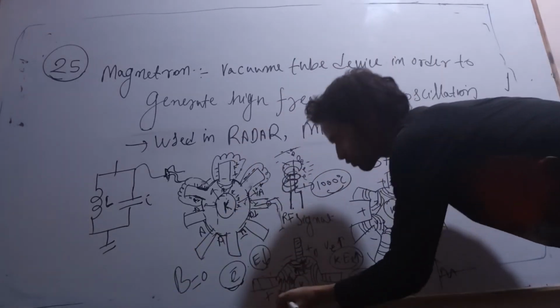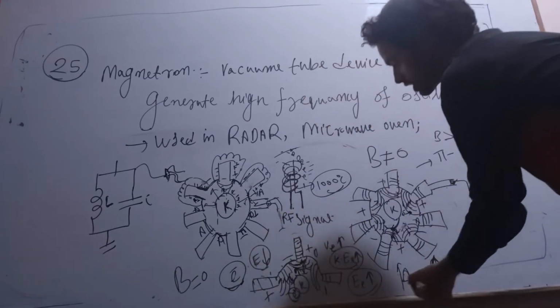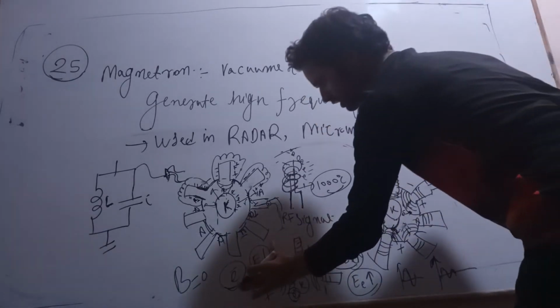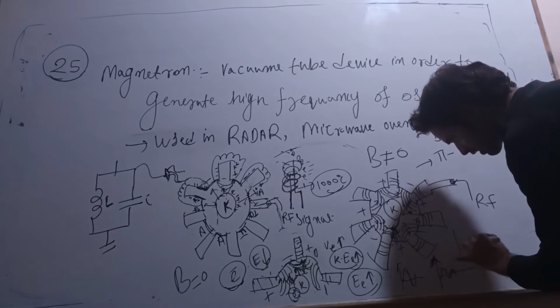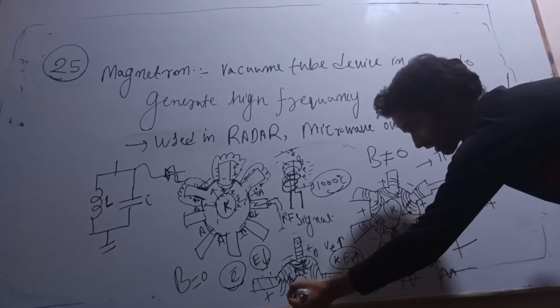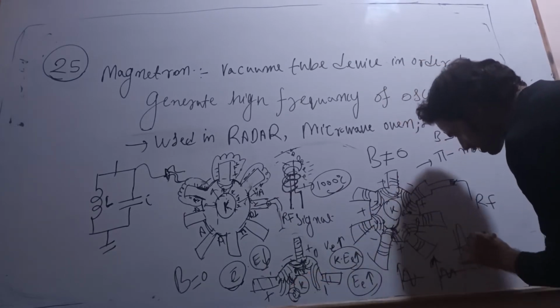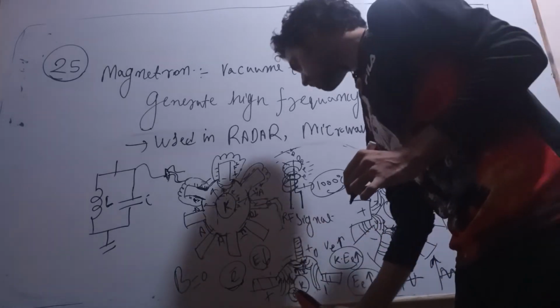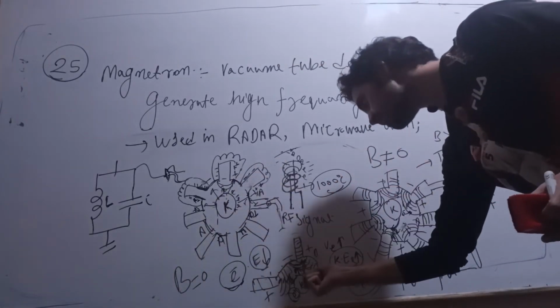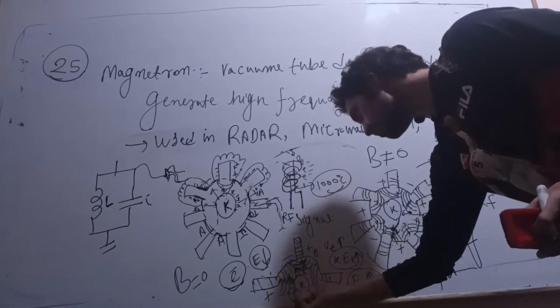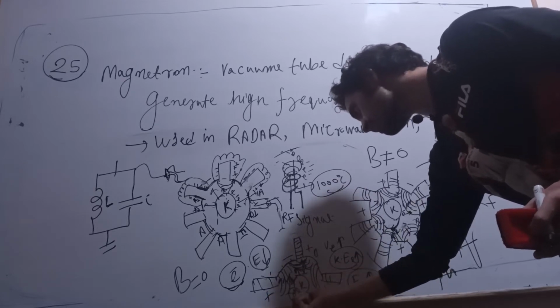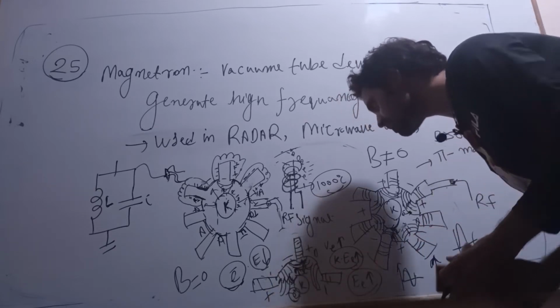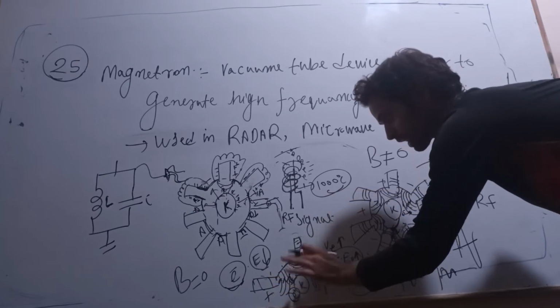Its energy is decreasing, so where will this energy go? This energy will go to the RF signal, the radio frequency signal. Therefore, this radio frequency signal will increase, because these magnetic fields are retarding this electron. Yes, therefore the electron energy will get reduced.